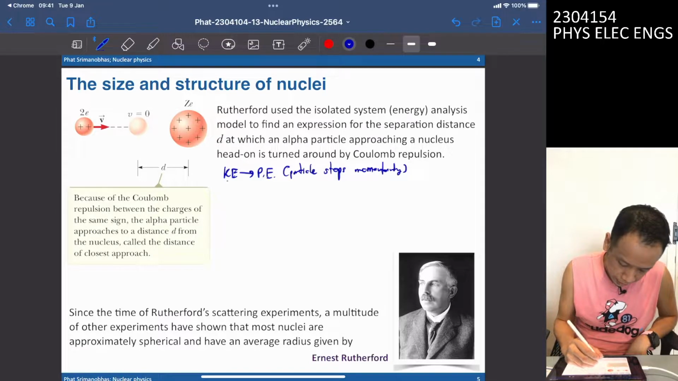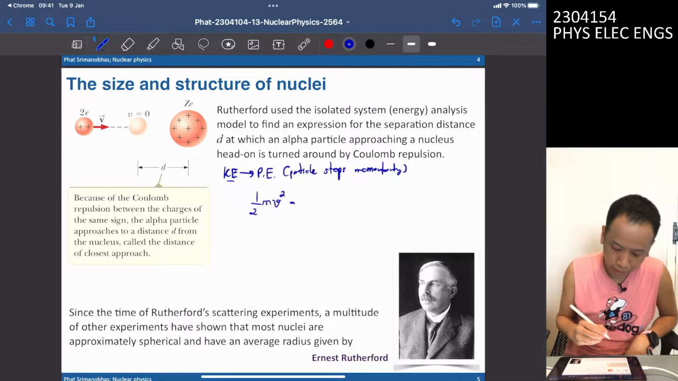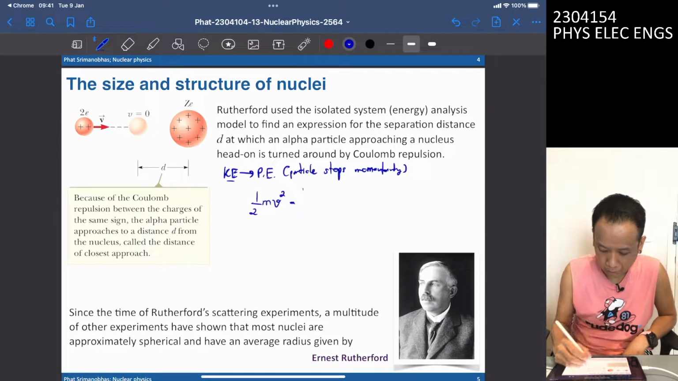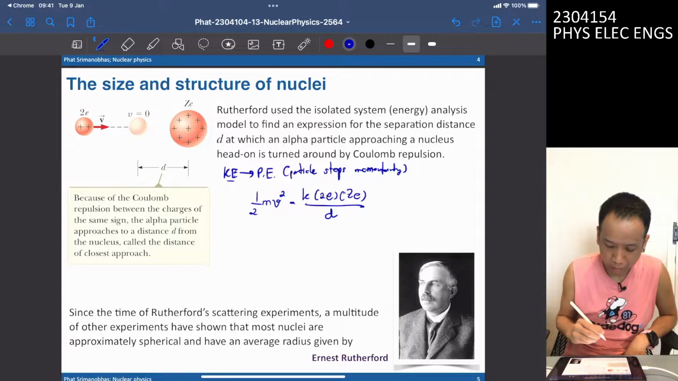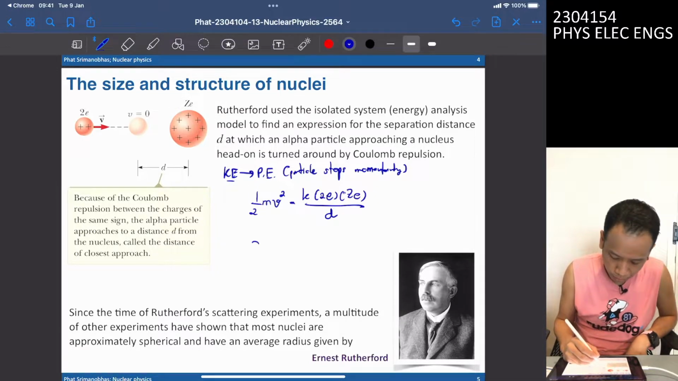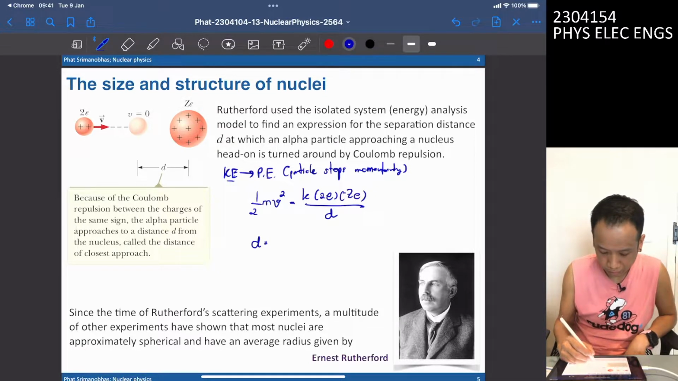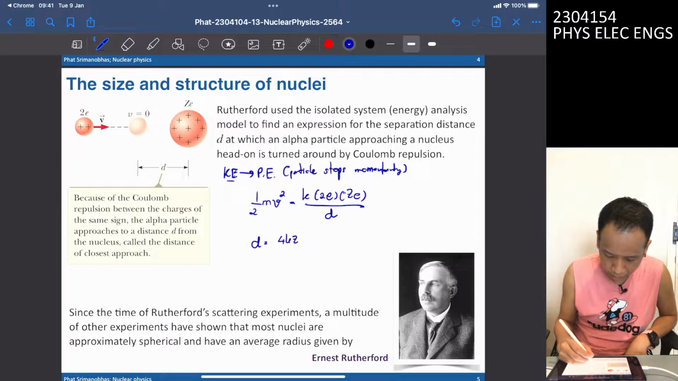So the kinetic energy is half of mv squared. The potential energy is going to be k times 2e times Ze divided by d. So finally you get the d. It's going to be 4kZe squared divided by mv squared.